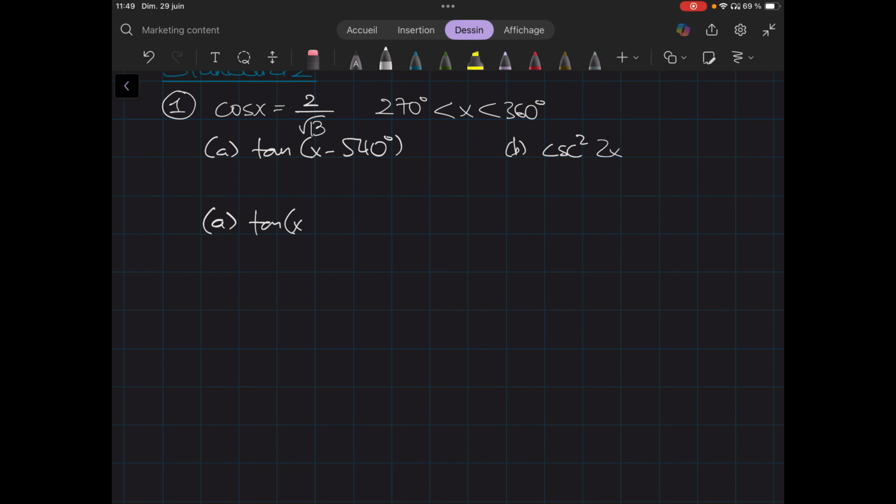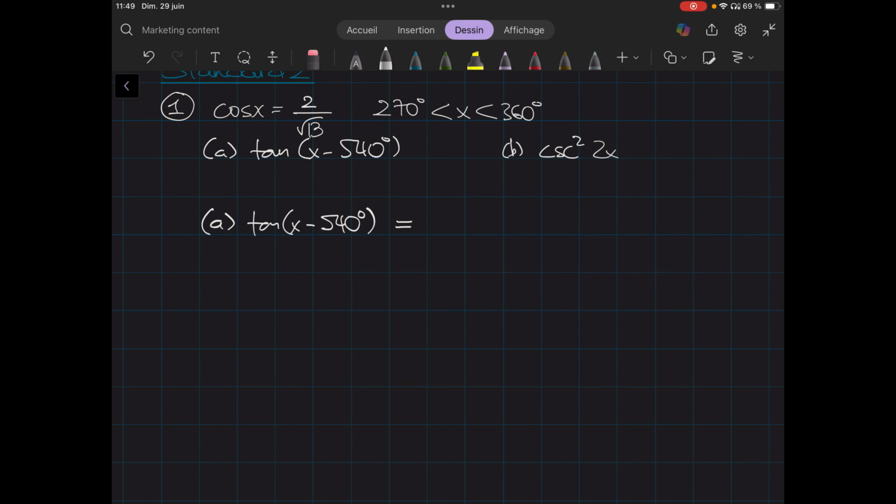Tan of x minus 540 degrees. That is basically tan of x minus 3 pi, right? Since the period of the function y equals tan of x is 180 degrees, this is simply equal to tan of x.